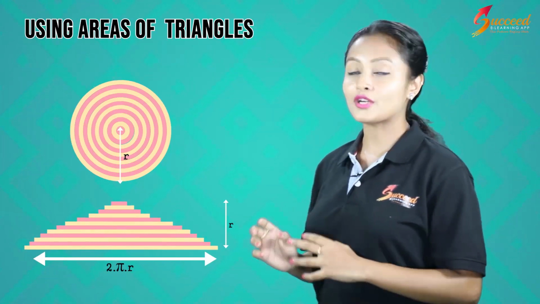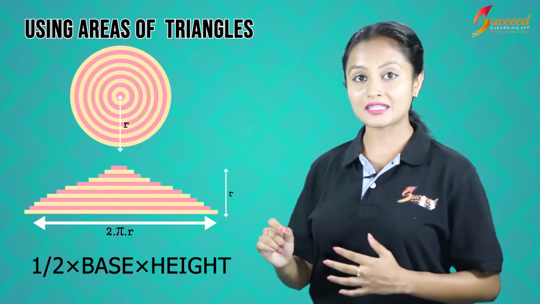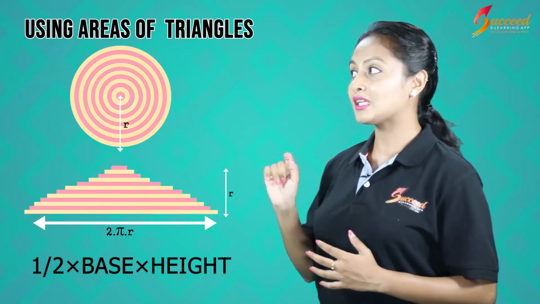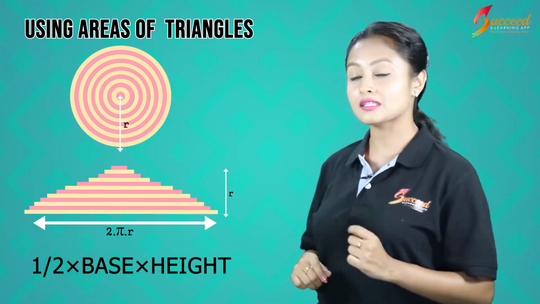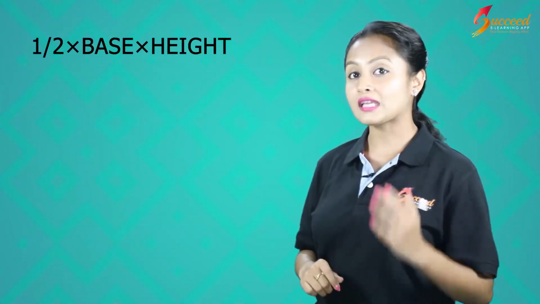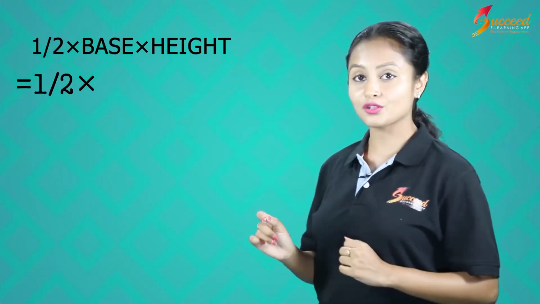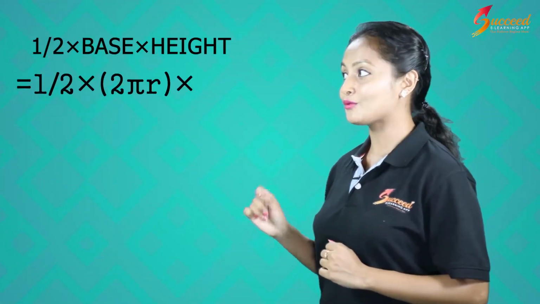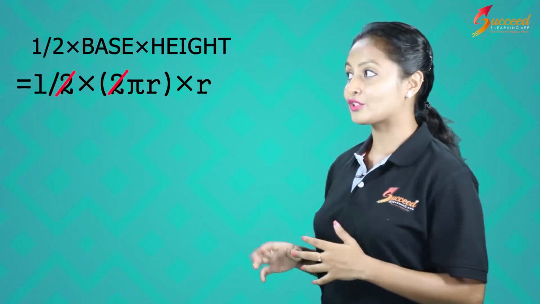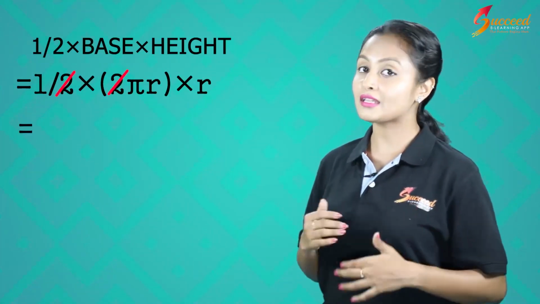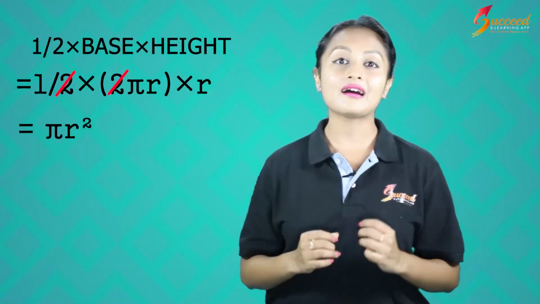Area of a triangle, as you all know, is given by half into base into height. Here the base is 2 pi r and the height is r. Substituting that in the formula, you get half into 2 pi r into r. 2 and 2 get cancelled. Therefore, the area of the triangle is again equal to the area of the circle, which is equal to pi r square.